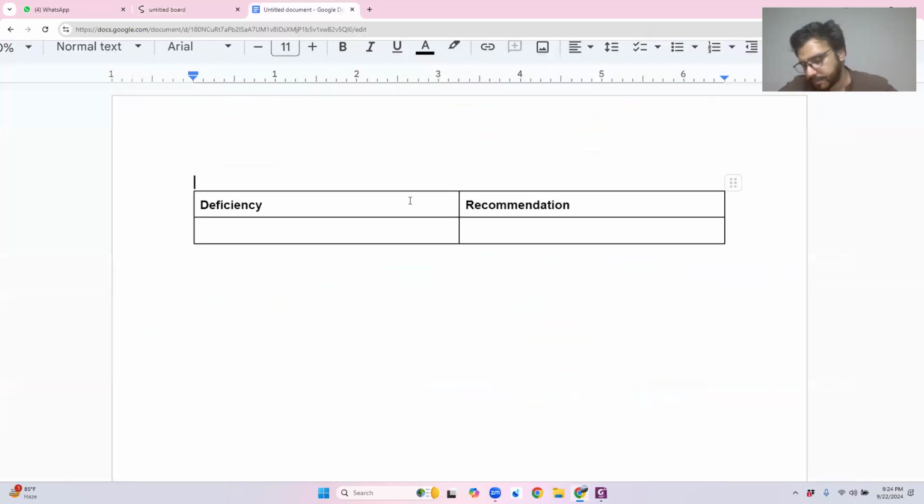Yes, come again. Just 2, not 4. I thought it was going to be 4. Yes, just 2 marks for 1 issue that you identify when you write down the deficiency, and then you give the recommendation according to the steps that I have guided you about.